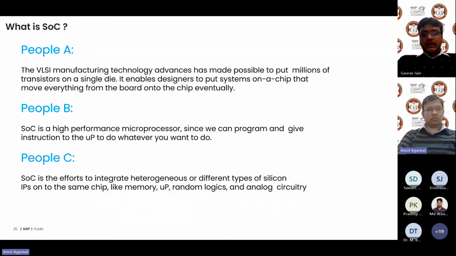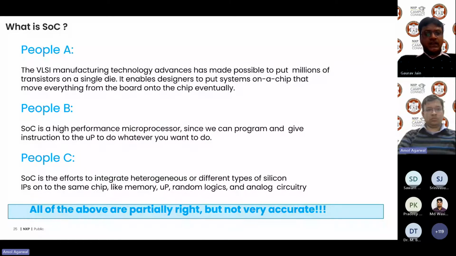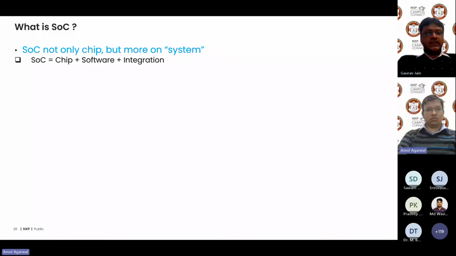But is that true? Yes. So all these statements are partially correct, but not really accurate. So going to next slide, Amol. So what is basically SoC here, right?